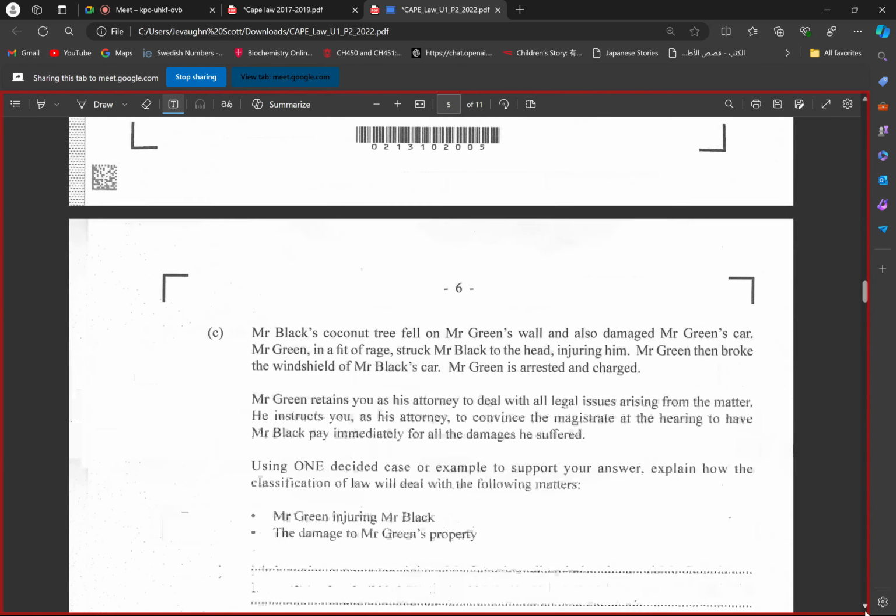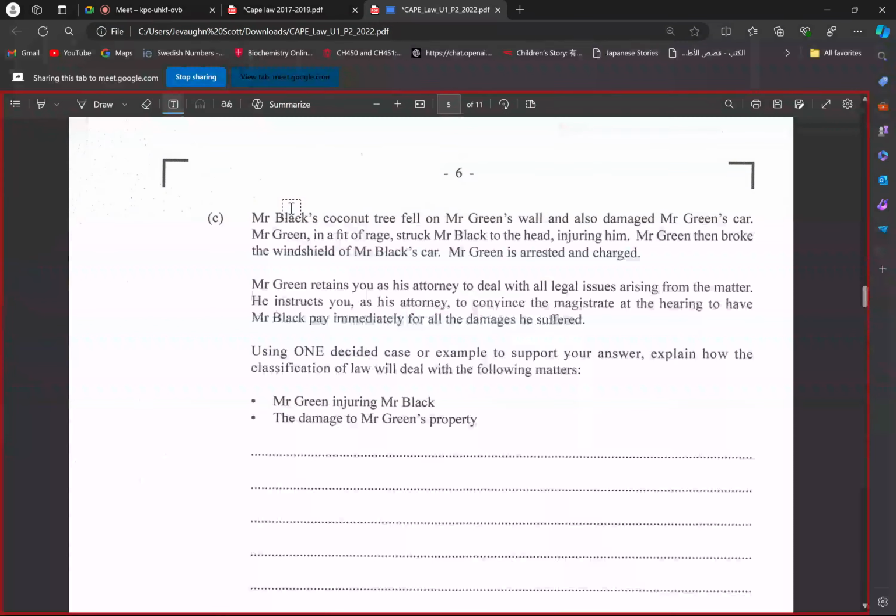6 marks for that. Okay. Mr. Black's coconut tree fell on Mr. Green's wall and also damaged Mr. Green's car. Mr. Green, in a fit of rage, struck Mr. Black on the head, injuring him.